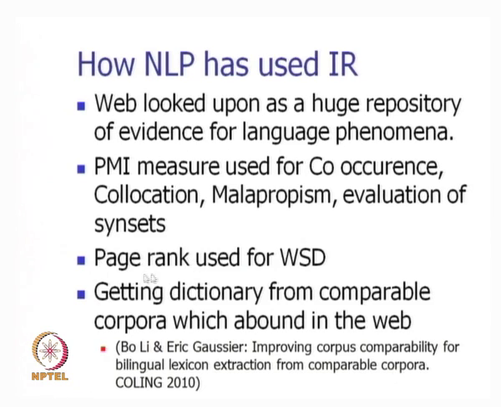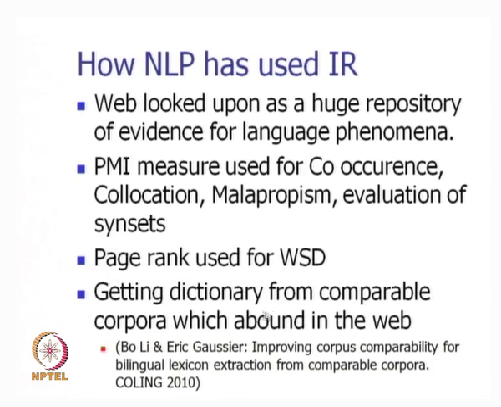A very famous idea, namely page rank, has been used for word sense disambiguation. Page rank came from information retrieval literature. It has been made famous by information retrieval, and page rank like ideas have found application at many places. In particular, word sense disambiguation algorithm in unsupervised setting has made use of page rank.